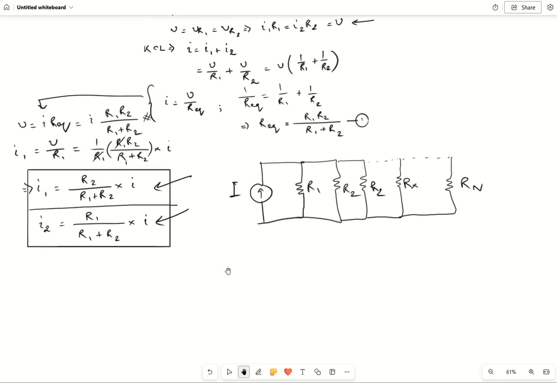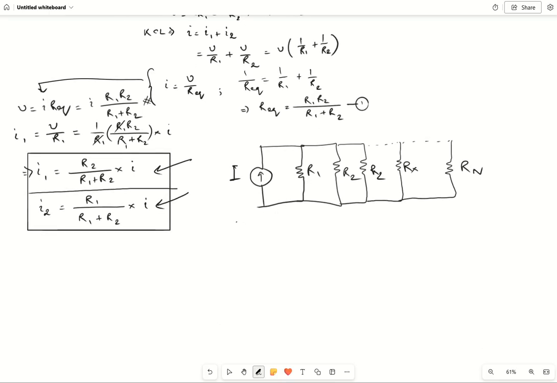Okay, so now if we extend this into this circuit, then what will be Ix? So we can see here, this can be called I1, this can be called I2, this current can be called I3. So this current will be Ix and the final current will be In, right? So what will be the Ix current? So the Ix current will be nothing but, as I have mentioned just now, it should be the other resistance.